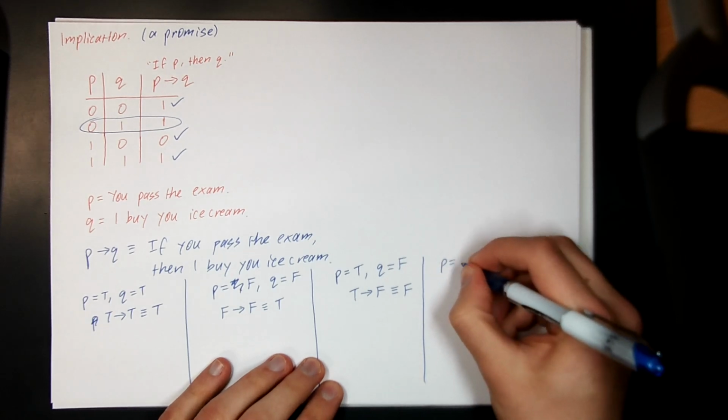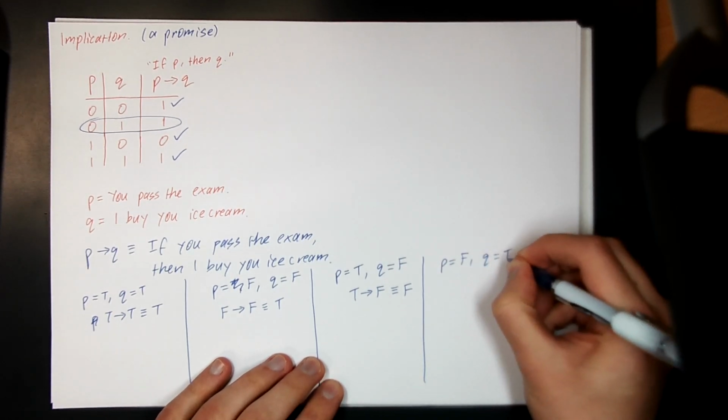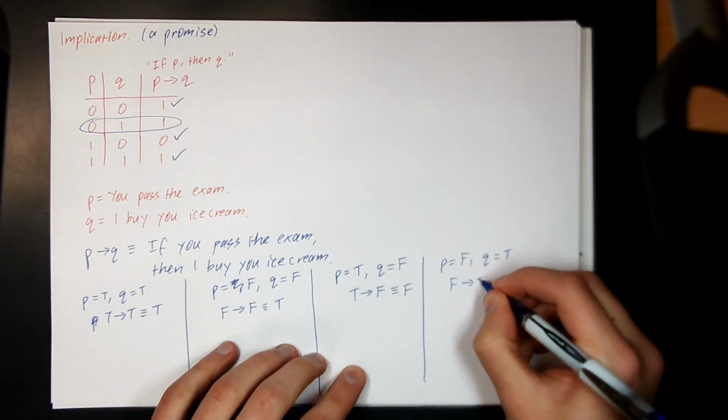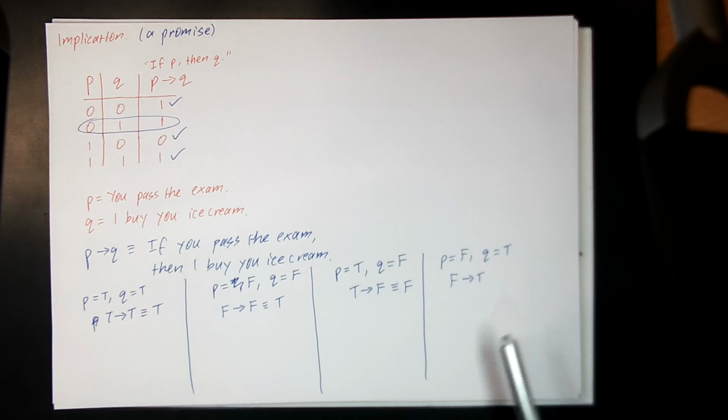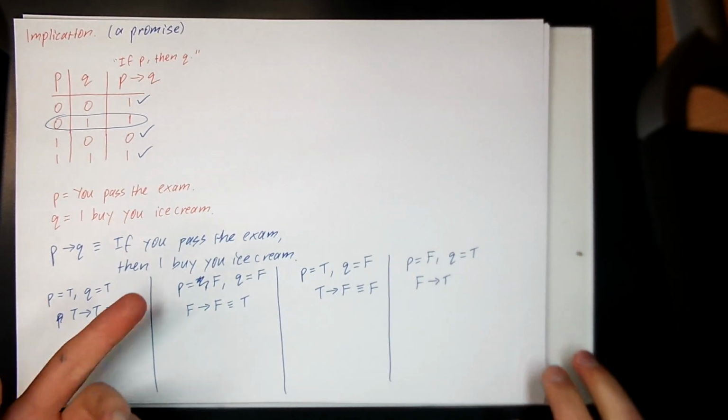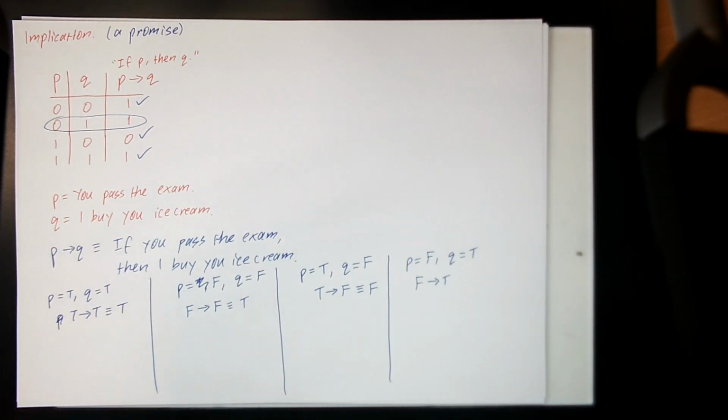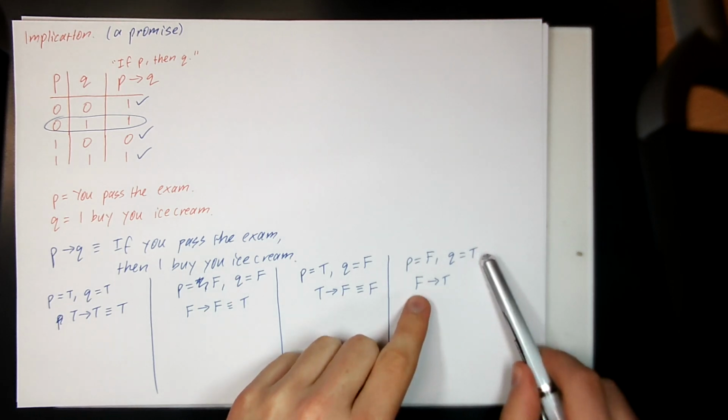Here's the interesting one. When P is false, but Q is true. Okay? False implies true. So this is the circumstance where you did fail the exam, but I felt bad for you and took pity on you, and I bought you ice cream anyway, right? I technically haven't broken my promise. All I guaranteed is that if you pass the exam, then I'll buy you ice cream. I didn't really specify what would happen if you failed the exam. It could be the case that regardless of what you do with the exam, I'm going to buy you ice cream anyway, right?